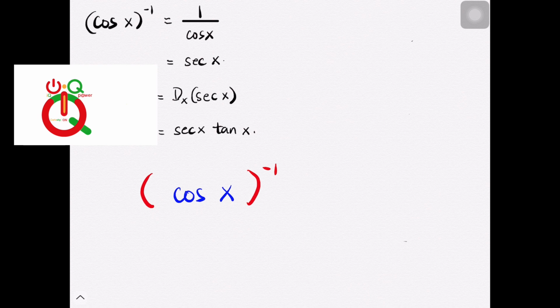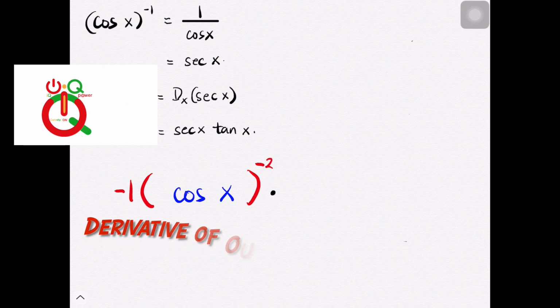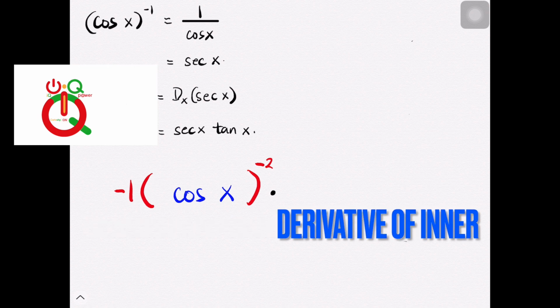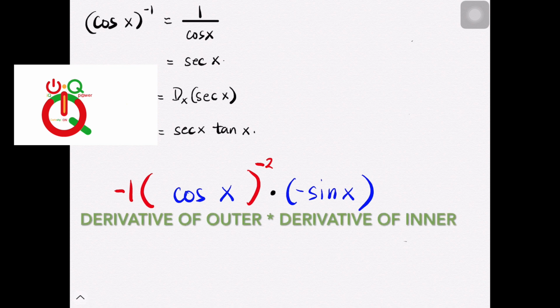The derivative of the outer function would be negative 1 times the inner function, and our exponent this time would be negative 1 minus 1, which is negative 2. Next would be the inner function's derivative. In this case, our inner function is cosine x, and its derivative would be negative sine x. And yes, the algorithm in using this technique would just be multiplying the outer function's derivative to the inner function's derivative.